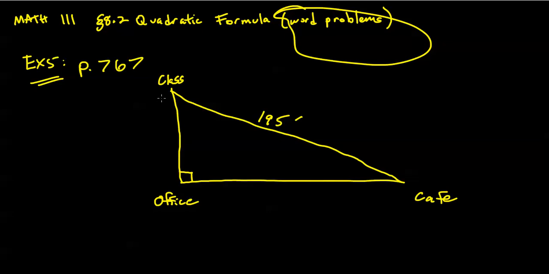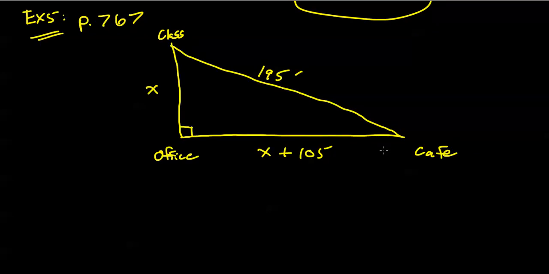Well, our goal then is to find out the path from the class to the cafeteria through the hallways. Of course, they don't tell us that explicitly, but they do tell us the length of the hallway from the office to the cafeteria is 105 feet longer. So I'm going to let x be this distance from classroom to office, and then x plus 105 is going to be the distance from office to cafeteria. I want to solve for x, and then find out the total amount of walking that's being saved.